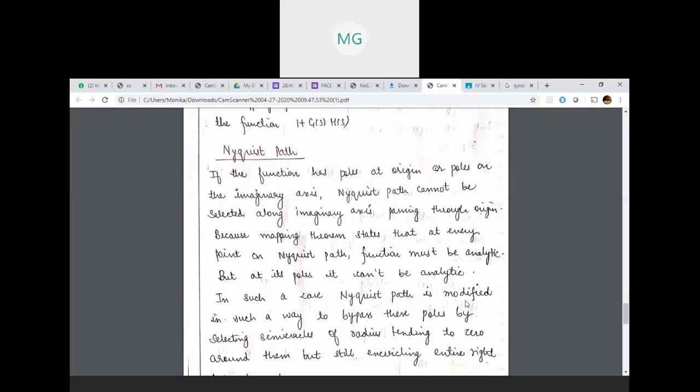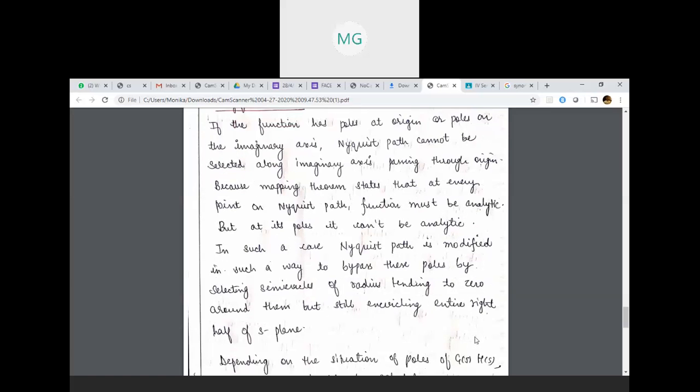In such a case, the Nyquist path is modified in such a way as to bypass these poles by selecting semicircles of radius tending to zero around them, but still encircling the entire right half of the S plane. Listen to me carefully. In such a case where your poles lie on the origin or on the imaginary axis, your Nyquist path is modified. How is it modified? To bypass these poles by selecting semicircles of radius tending to zero around them.